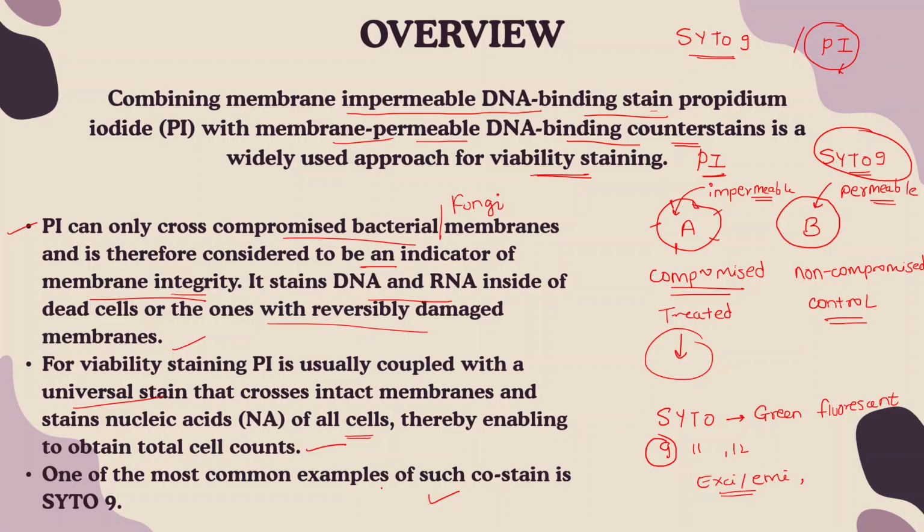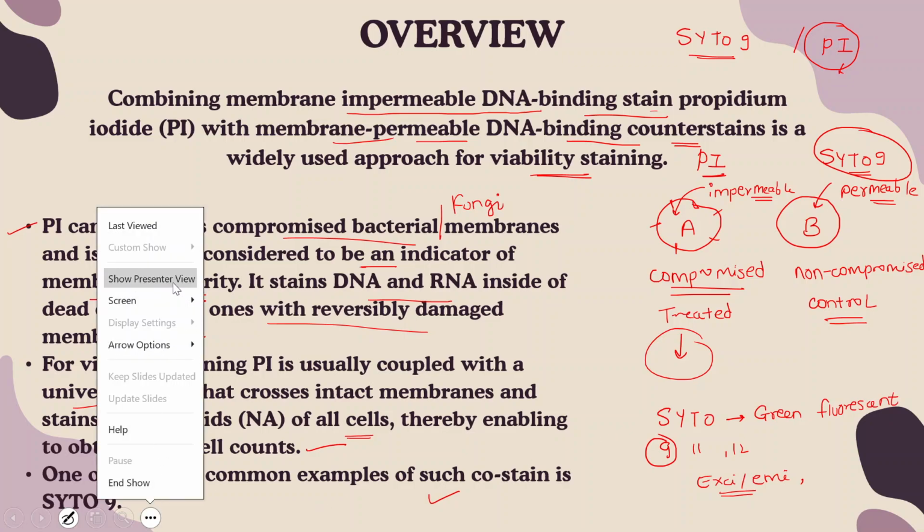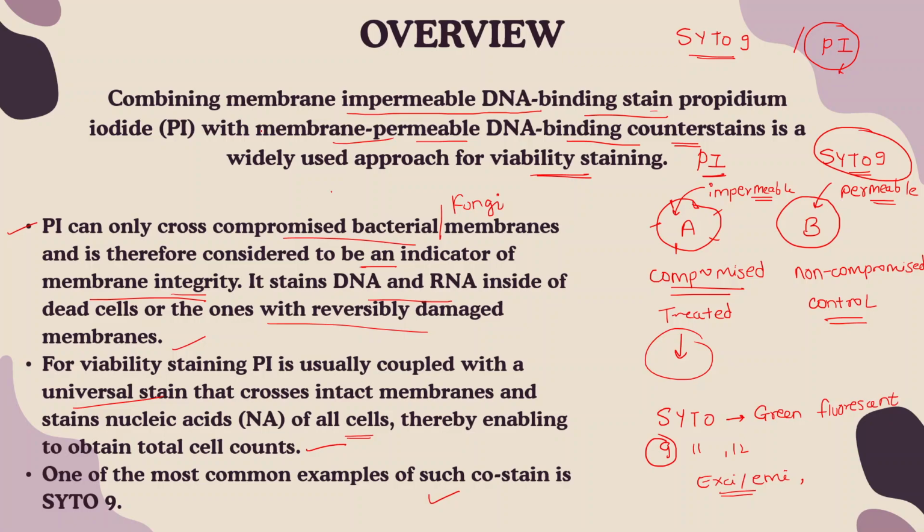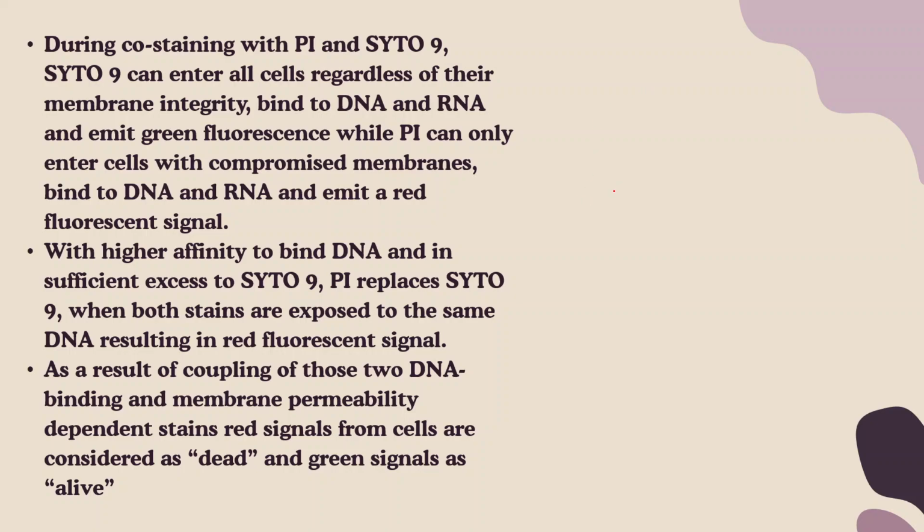Talking about the wavelength, here we are going to see that Cyto9 and PI have their specific excitation and emission wavelength. For example, Cyto9 is having excitation in the range from 480 to 500 nm, whereas PI ranges from 490 to 635 nm.